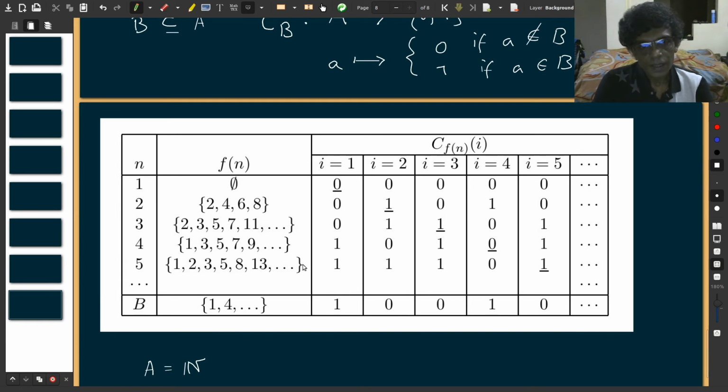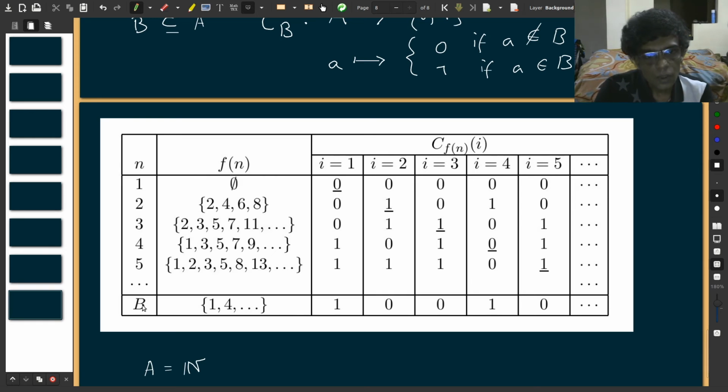Okay. Now I construct this B. Since 1 does not belong to f of 1, I am taking 1 here. But 2 belongs to f of 2, so I am not including 2 in B. 3 belongs to f of 3, therefore I do not include 3 in B. 4 does not belong to f of 4, therefore I include 4 in B, and so on. So, this set will be 1, 4, and something else will come.